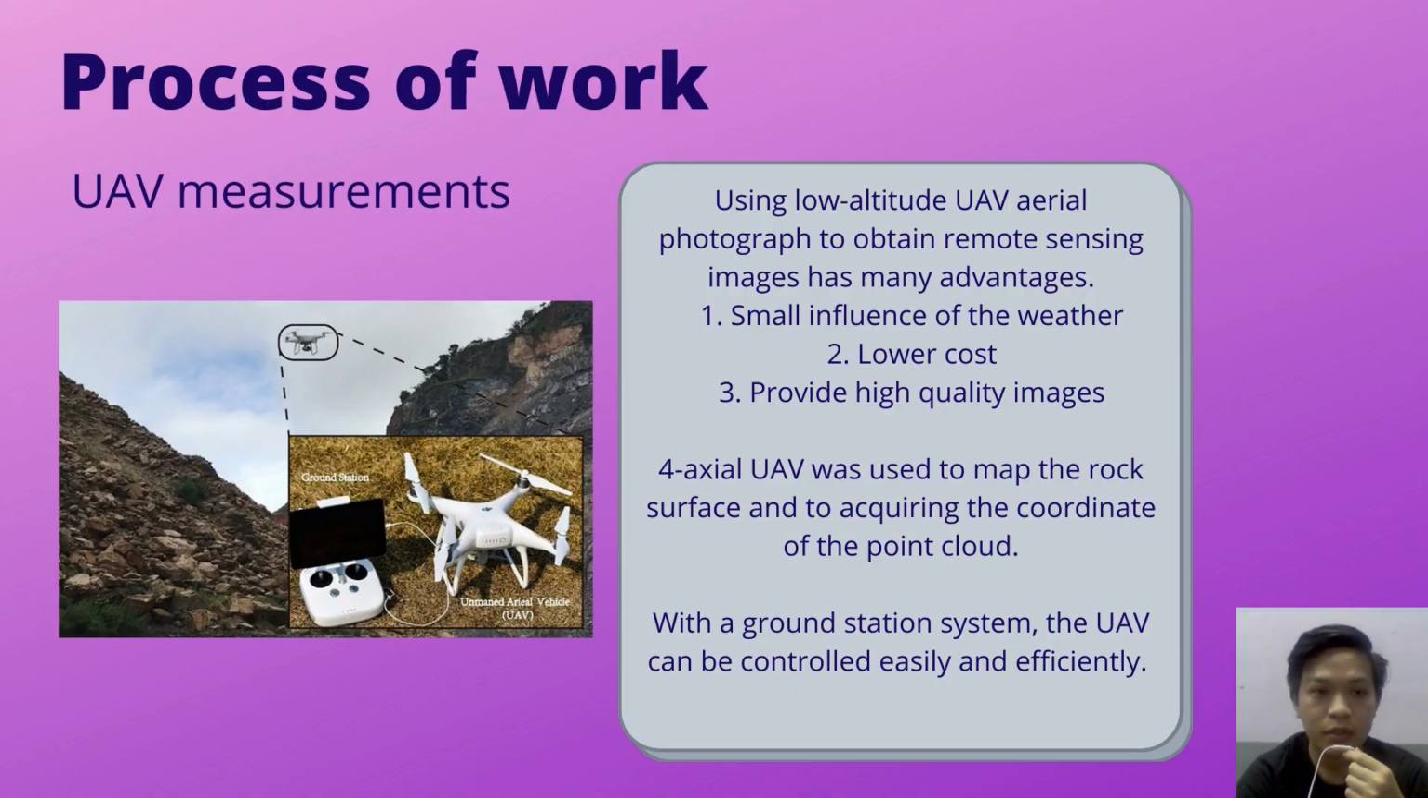Next, I will explain the process of work and data. First, UAV measurement. Using low-altitude UAV aerial photographs to obtain remote sensing images has many advantages. First, small influence of the weather. Second, lower cost. And third, it provides high-quality images. A 4-axial UAV was used to map the rock surface and to acquire the coordinates of the point cloud. With a ground station system, the UAV can be controlled easily and efficiently.